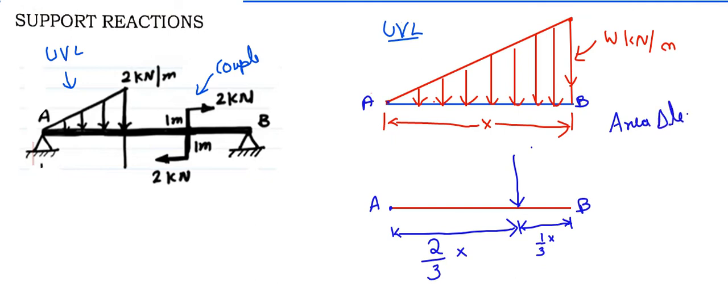Area of the triangle is equal to half times base times height. So what is the base here? The base is x meters and the maximum height is W Newton per meter or kilonewton per meter. So that will be basically half times x times W, or you can write Wx by 2 as the point load value. That is the area of the triangle. That point load will be acting 1/3 from B and 2/3 from A. This is in the case of uniformly varying load.